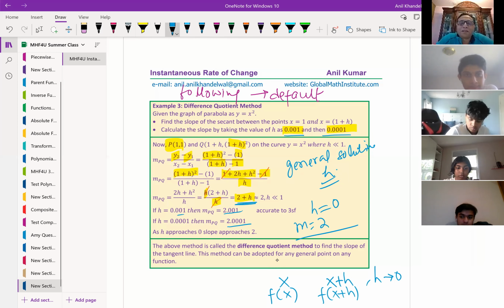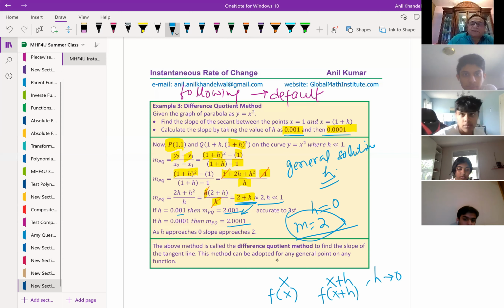But remember one thing. If the paper says write to 3 decimal places, then you will write 2.001. You will take the value of h as 0.001. You will not write 2 as your answer. Correct? So these are very fine points.